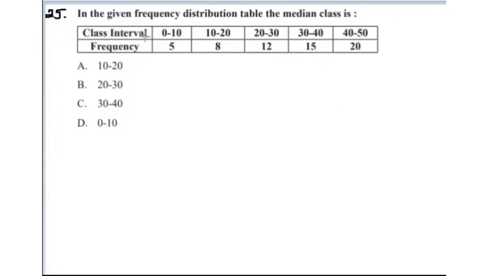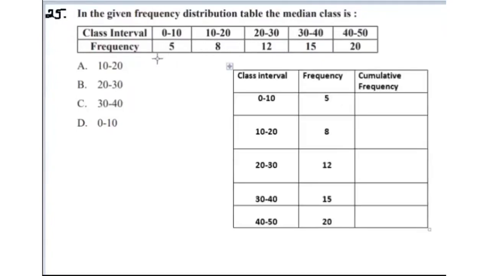In the given frequency distribution table, the median class is... To find the median class for this data, we are going to draw a table. The table looks like this. They have given the data in horizontal, I have made it vertical. To find the median class, we require cumulative frequency. The cumulative frequency will be 5, 5 plus 8 will be 13, 13 plus 12 will be 25, 25 plus 15 will be 40, 40 plus 20 is 60. So the total frequency is 60.